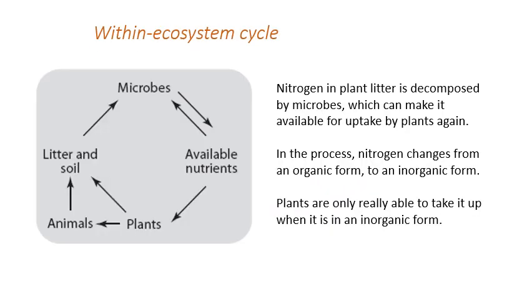Great, so we've discussed how the nitrogen is cycled within the plants. Now we're going to talk about how nitrogen is cycled within the ecosystem. There's a little diagram here of the within ecosystem cycle for nitrogen. Just to describe it in words, nitrogen in plant litter is decomposed by microbes, which can make it available for uptake by plants again. But in this process, nitrogen changes from an organic form into an inorganic form.